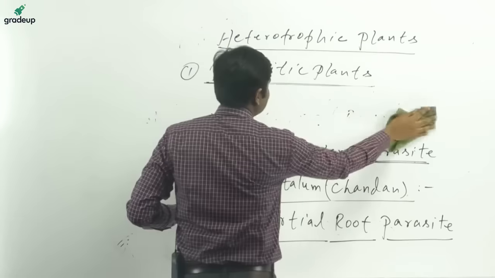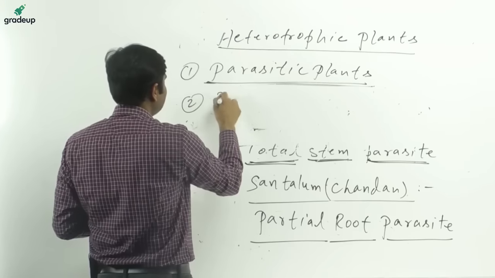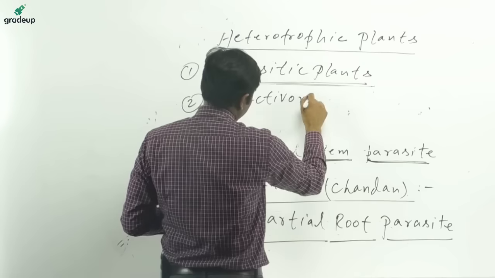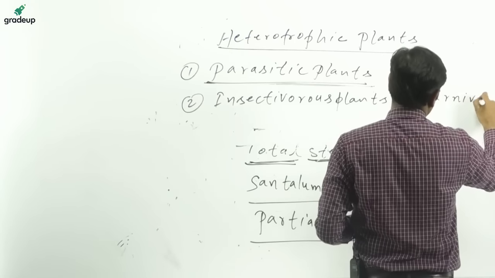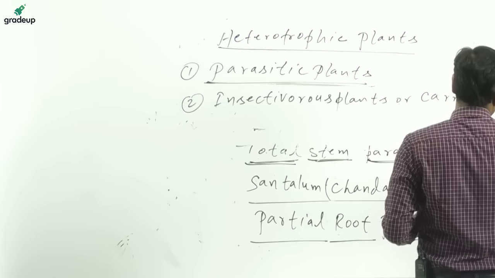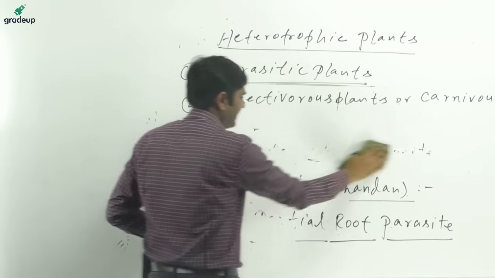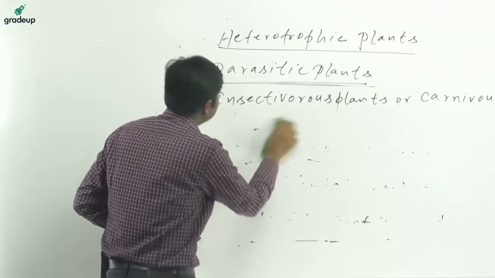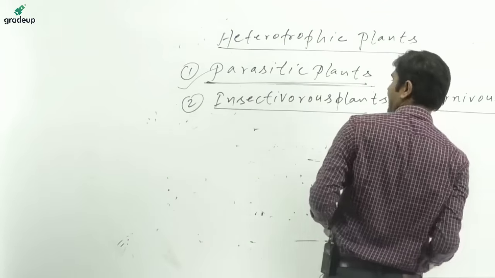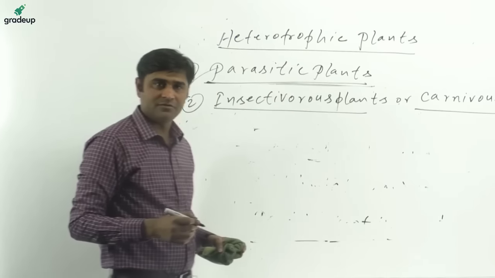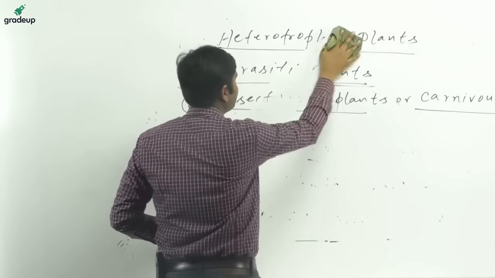Now, as we know, heterotrophic plants are of two types: parasitic plants and insectivorous plants. Insectivorous plants are also known as carnivorous plants. They can eat insects also. So the first type is parasitic plants and the other type is insectivorous or carnivorous plants. A question can be asked from here: which of the following is an insectivorous or carnivorous plant?